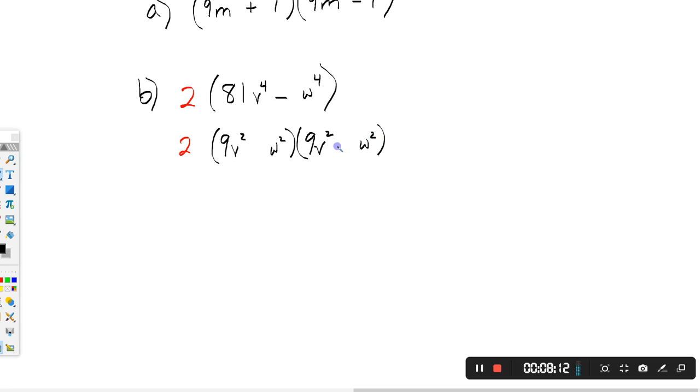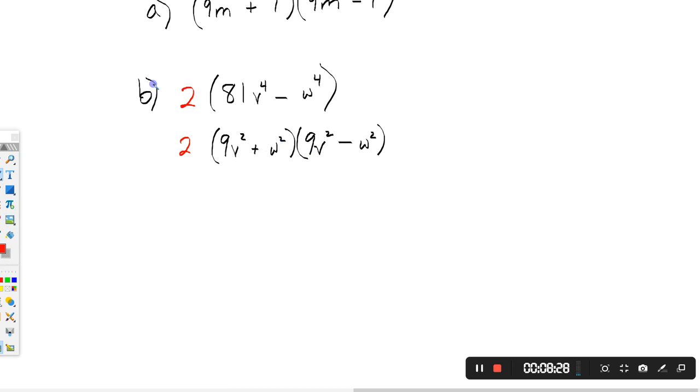And once again, I can always expand these out to make sure: w squared times w squared. But I need it to be negative. So I'm going to put a positive version and a negative version. It does not matter the order in terms of these two things. You can rearrange them because multiplication is commutative.